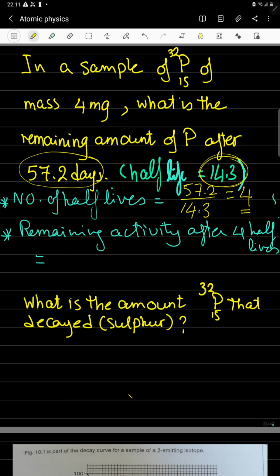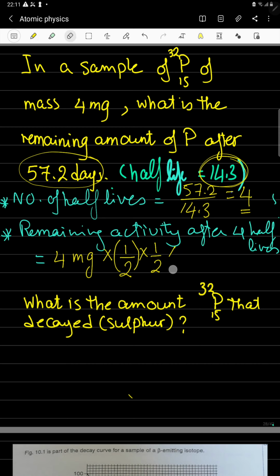Okay, what will be the remaining activity after 4 half-lives elapse? I started with a sample containing 4 milligrams of phosphorus. One half-life means that the activity will be divided by 2, or multiplied by half. The second half-life, it's another half. Third half-life, another half. And the fourth half-life is another half. Mathematically, this is going to be multiplied by half to the power of 4.